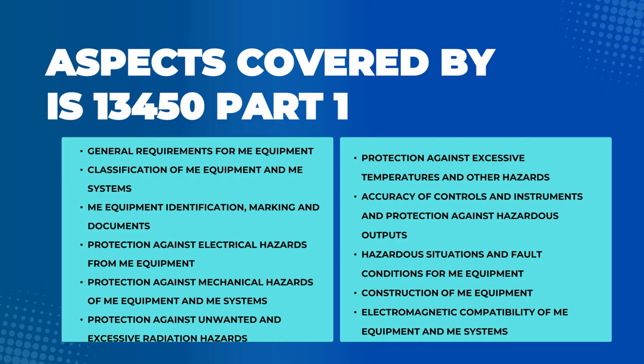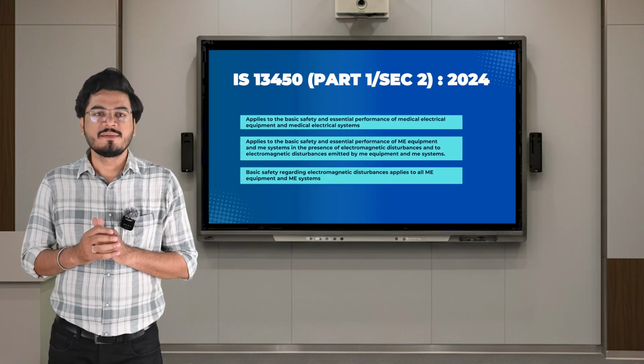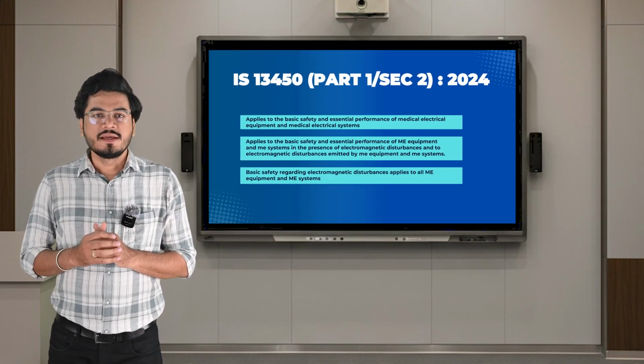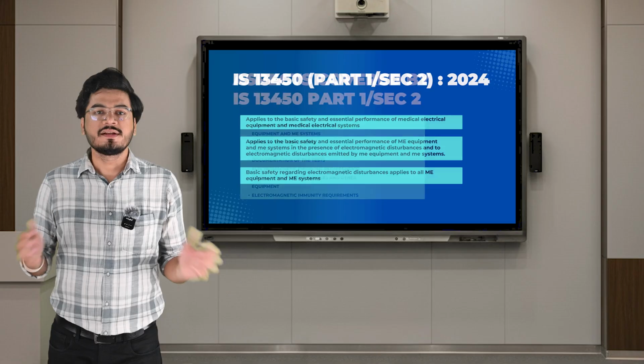Then we will learn about IS 13450 Part 1 Section 2. This applies to the basic safety and essential performance of medical electrical equipment and medical electrical systems in the presence of electromagnetic disturbances, and to electromagnetic disturbances emitted by medical electrical equipment and medical electrical systems. Basic safety about electromagnetic disturbances is applicable to all medical electrical equipment and medical electrical systems.